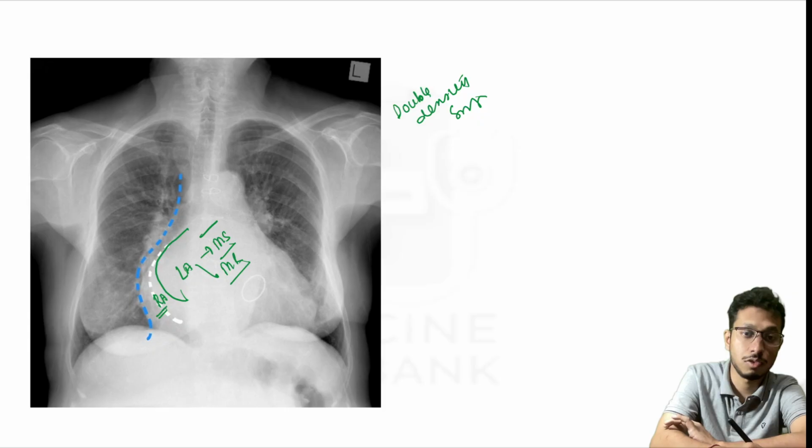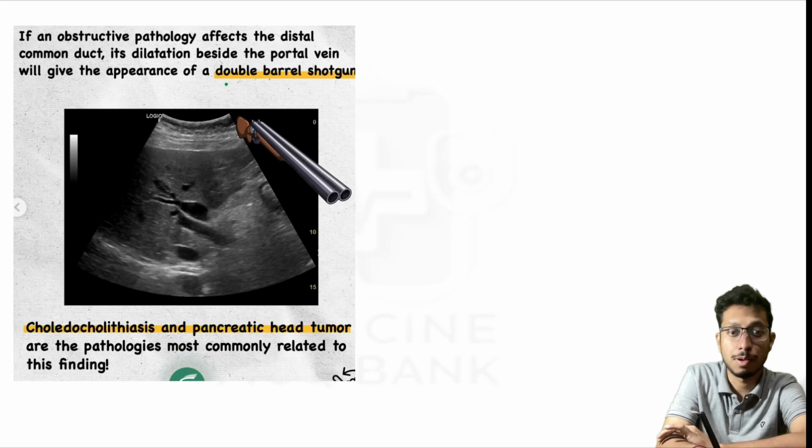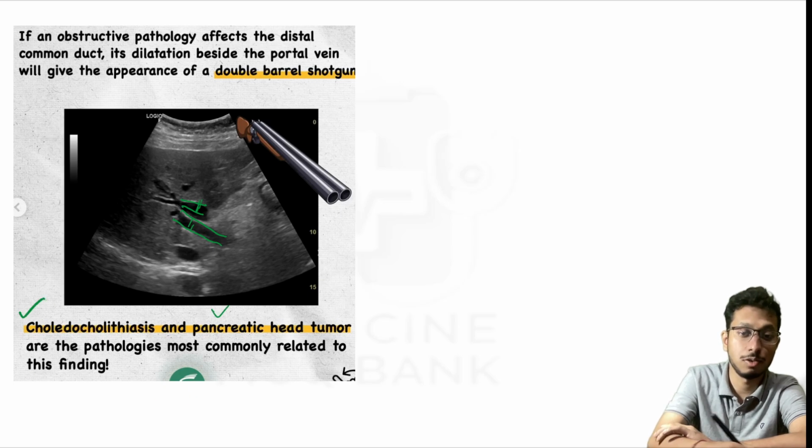All right. So this is about double barrel sign. Double barrel sign is known as double barrel shotgun sign. It is due to obstruction at the level of the distal common bile duct, right? And all of this results in dilatation of portal vein. So portal vein and the CBD almost appear to have the same length, and it gives the appearance of the double barrel of the shotgun, right? It is seen mainly due to cholelithiasis or pancreatic head tumor. Okay, so these are the most common causes of double barrel sign.